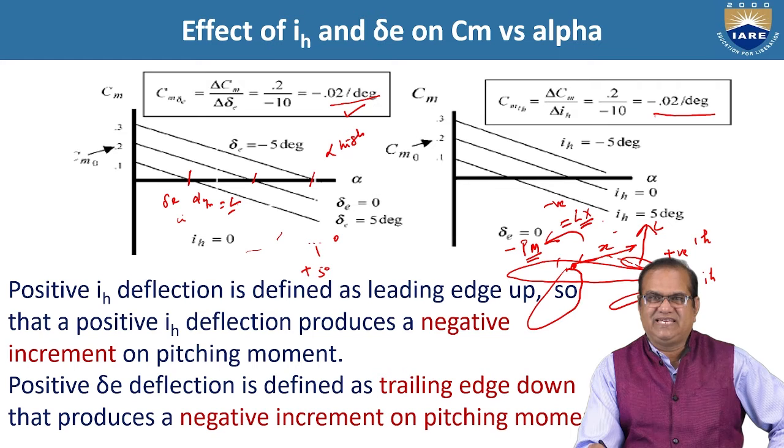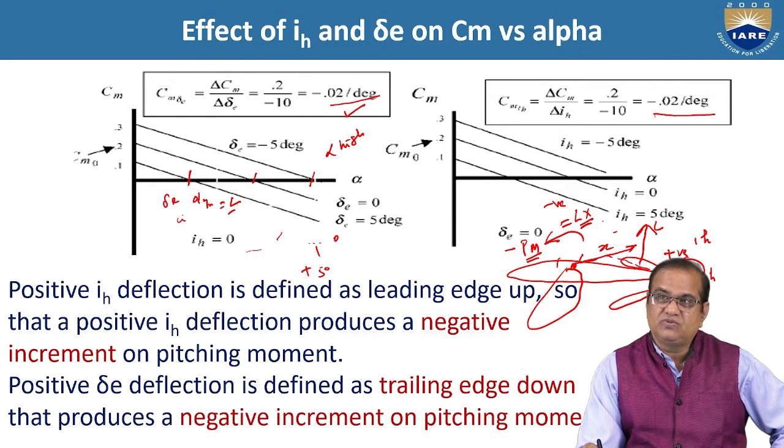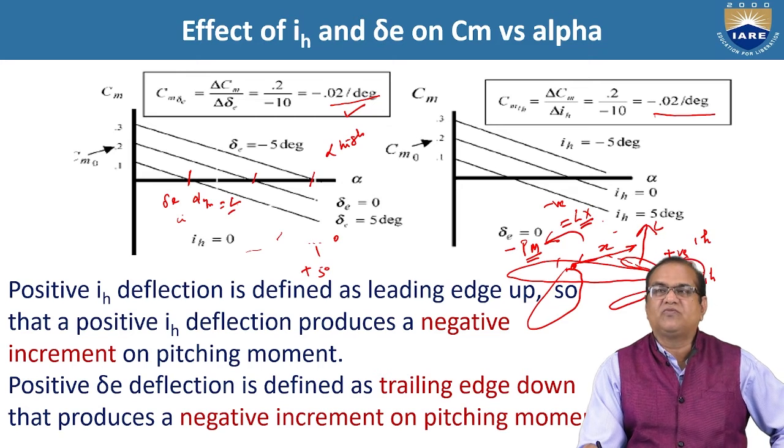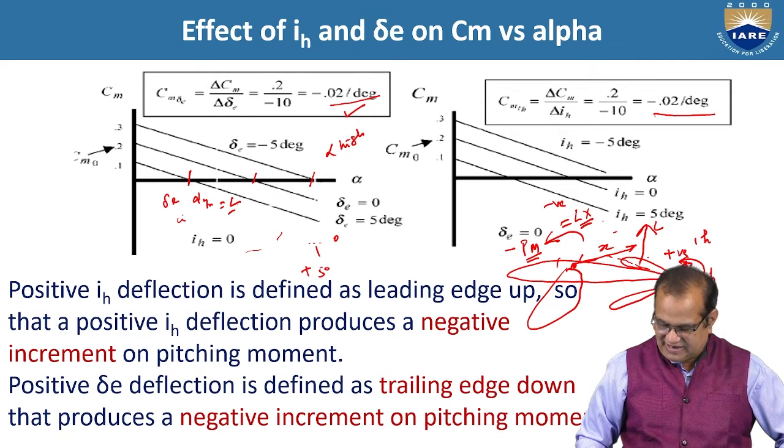And this will be anti-clockwise, or the negative pitching moment. Positive delta E deflection is defined as the trailing edge down, that produces a negative increment of the pitching moment. Same way, if we increase the positive, this elevator will also generate a moment in this direction. So the positive deflection of delta E or positive deflection of IH both will produce the negative pitching moment, which is the necessary requirement for the stability of the aircraft.